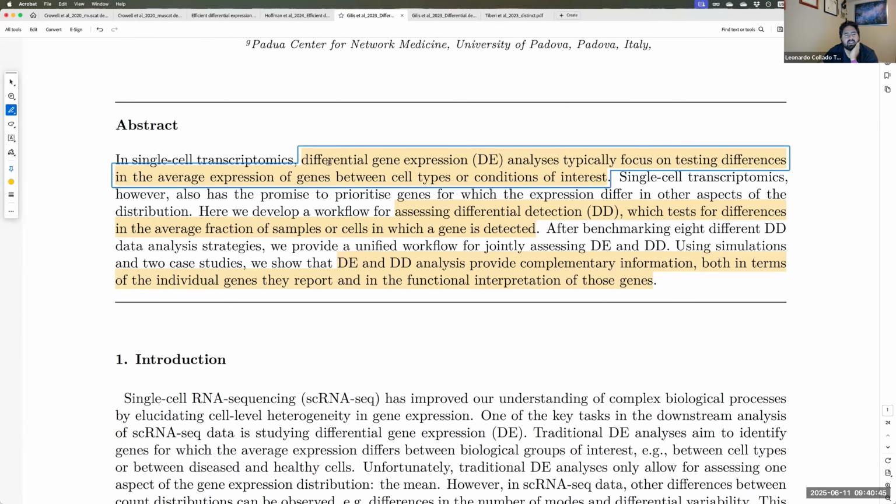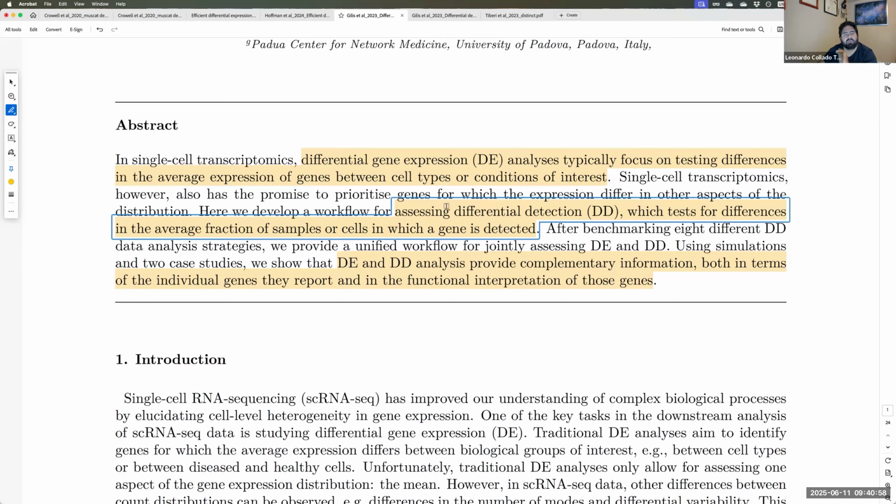there have been a lot of methods that test differential expression. So that's basically testing for differences in means. Right here it says testing differences in the average expression, so testing differences in the mean across cell types. And they say, well, why not test just for differential detection? That is, test for differences in the average fraction of the samples in which a gene is detected.